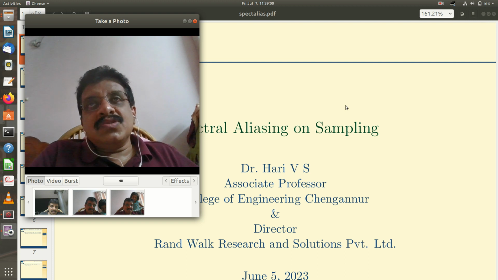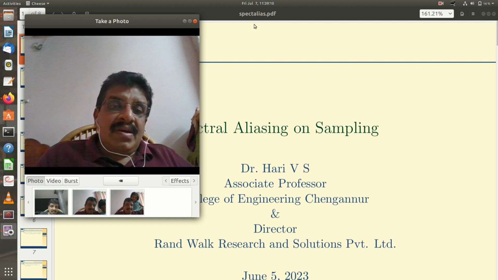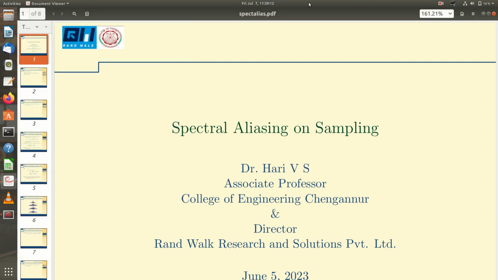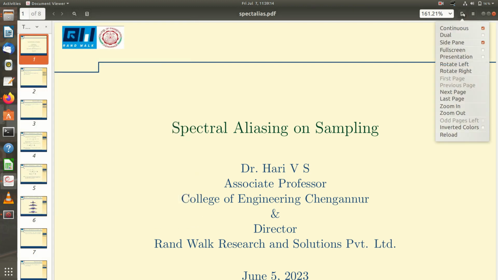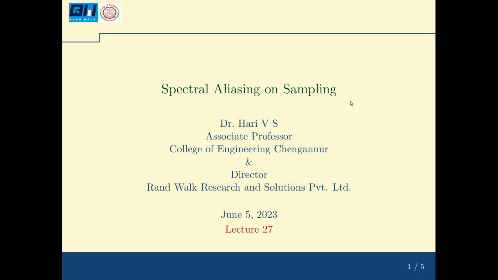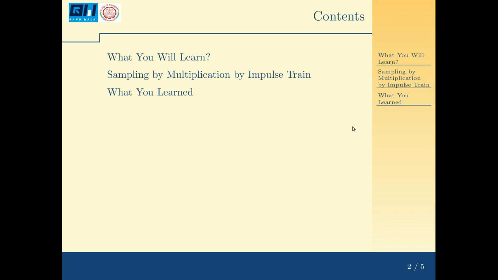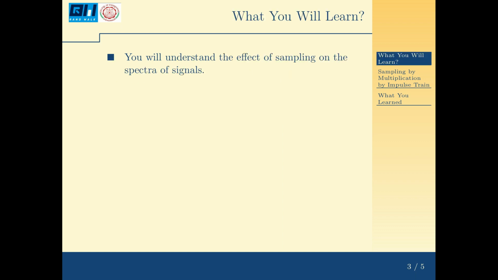Now that we have understood the Laplace transform and the Fourier transform, let us see what happens to the spectrum of the signal on sampling. The contents of today's session are your learning outcomes, then sampling by multiplication by impulse train, and the summary of understanding. Here in this video, you will understand the effect of sampling on the spectra of signals.